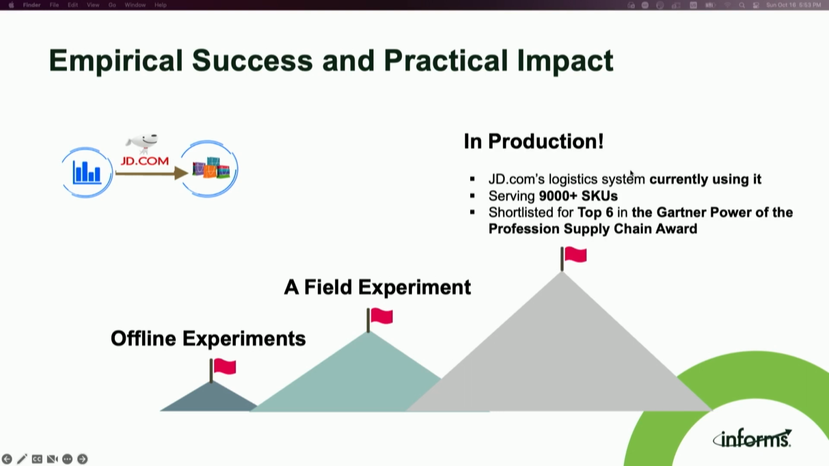Now, this method is currently being used at JD.com, and it is currently serving over 9,000 SKUs. It has also been shortlisted for the top 6 of the Gartner Power of the Professional Supply Chain Award. So I'm very proud of it.